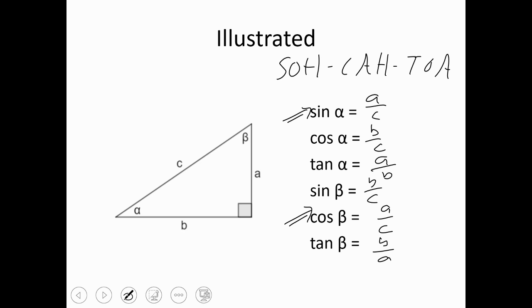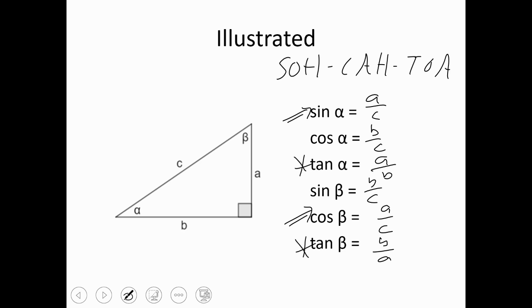Because when we go from alpha to beta, what's opposite and adjacent flip. But sine is opposite over hypotenuse and cosine is adjacent over hypotenuse. So since opposite became adjacent as we went from alpha to beta, the sine and the cosine have to be the same. Or for instance, there are many relationships here.